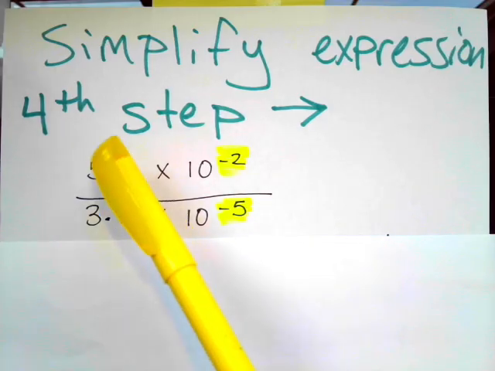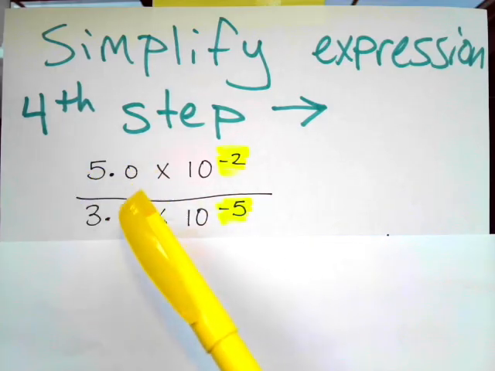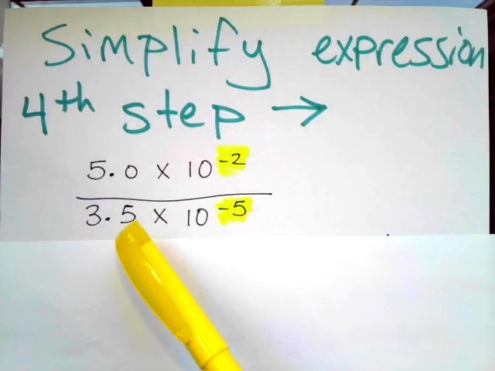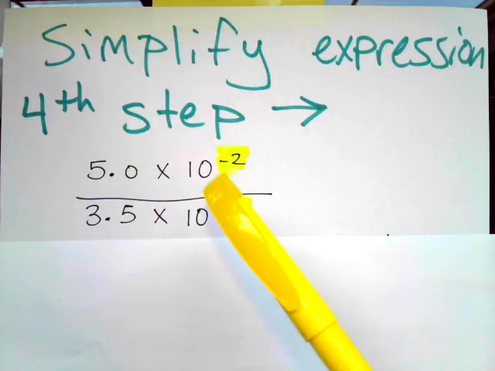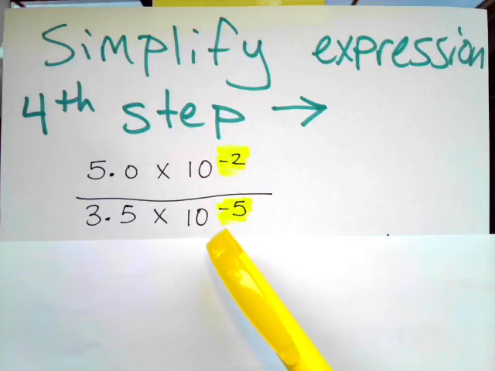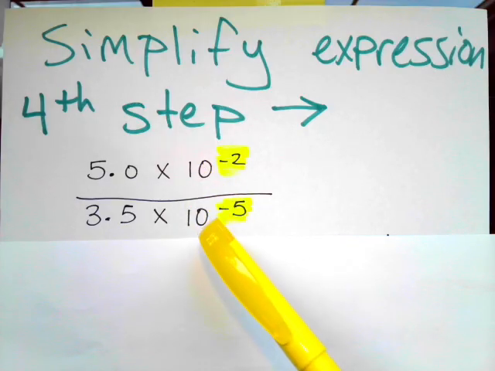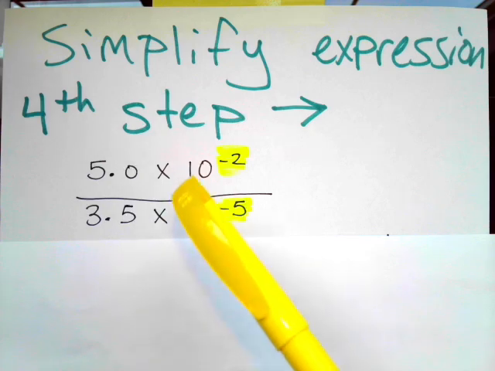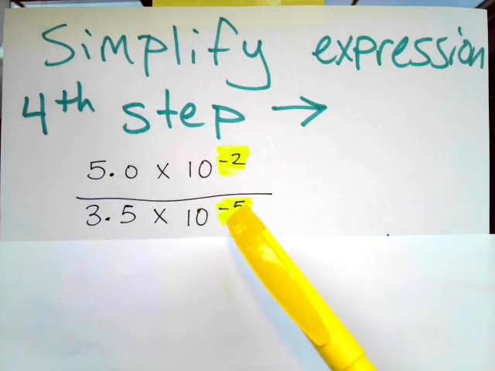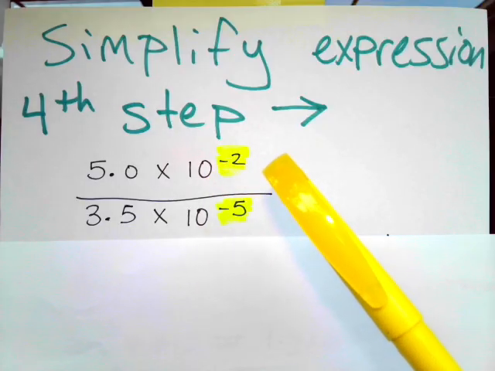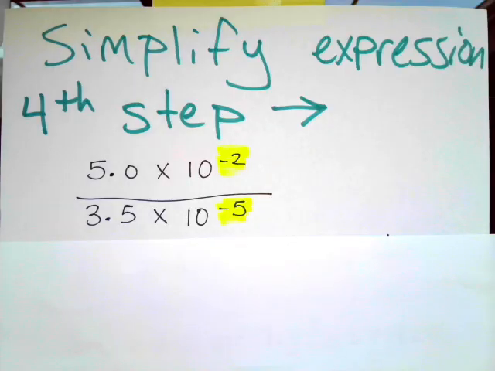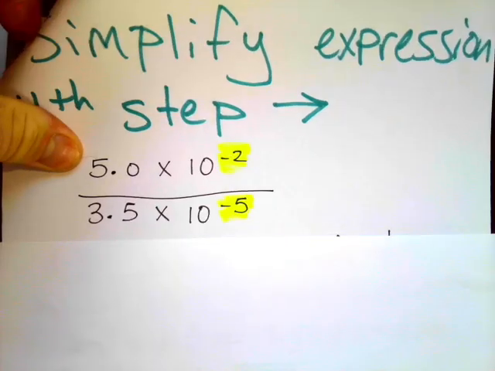And so I'm going to take this one at a time. I'm going to take 5.0 divided by 3.5. I'm going to get a value. And then I'm going to take the exponential values and simplify. Now try to remember, when we have the base is the same, in this case 10, and you're dividing with exponents, the rule is you subtract these exponential values. So it's going to be negative 2 minus a negative 5. Okay, and I'll show you in a moment what that turns into, and then we'll have our final answer.